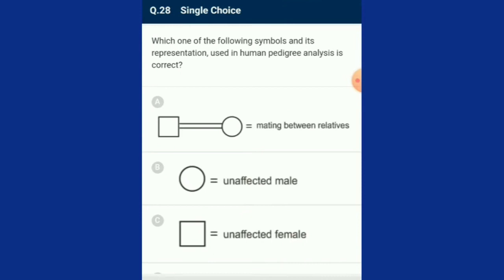Question number 28. Which one of the following symbol and its representation used in human pedigree analysis is correct? The analysis of traits in several generations of a family is called pedigree analysis. In pedigree analysis, the inheritance of a particular trait is represented in the family tree over generations. In human genetics, the pedigree study provides a strong tool which is utilized to trace the inheritance of a specific trait, abnormality, or disease. Some important standard symbols used in pedigree analysis are option A, mating between relatives. So that is the symbol and its representation used in human pedigree analysis that is correct.